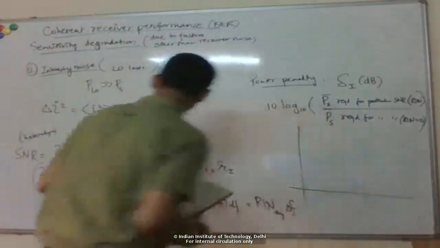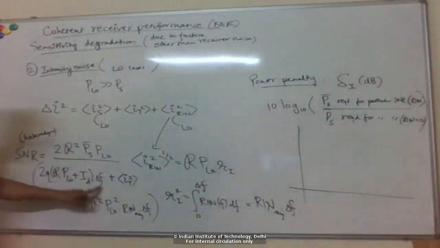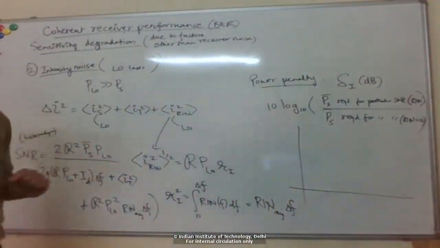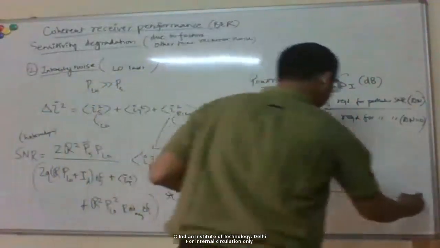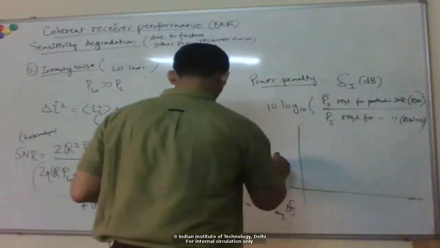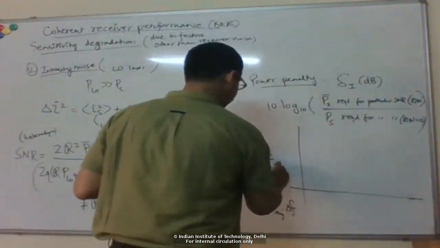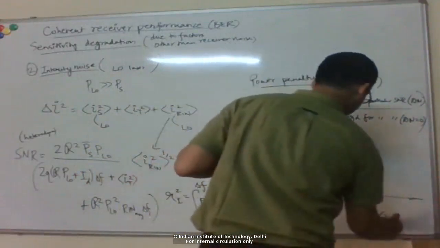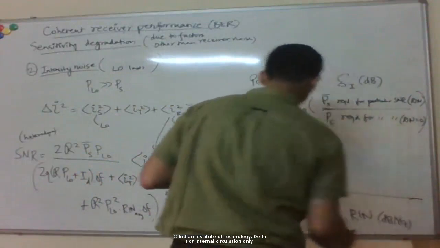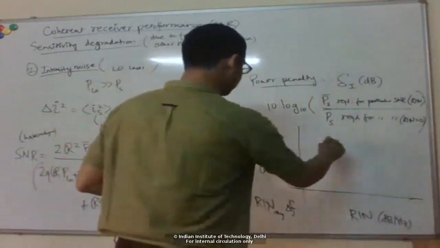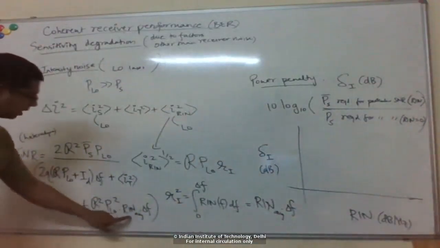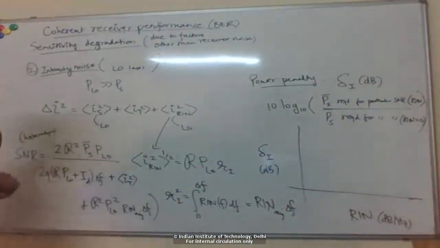So you can see that we can calculate this from the expression here, right? We put RIN equal to 0, and then we put RIN equal to whatever value we have. So we can plot this power penalty as a function of the RIN, in dB per hertz here, and we'll get different curves depending on the local oscillator power. So for a given RIN, of course, it also depends on what power of the local oscillator I'm using.